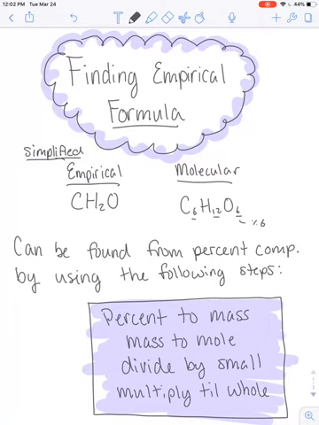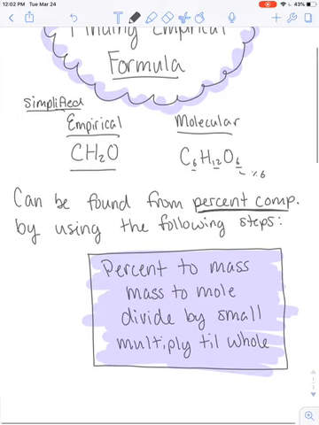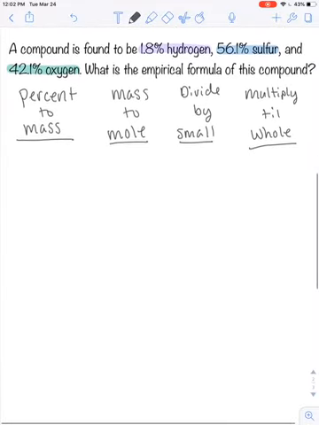And we can figure this out if we're given a percent composition of the compound, and the way that we do that is with these steps. It kind of rhymes, so it's like a little poem that you can memorize, and that'll help you remember the steps. So here's the poem: percent to mass, mass to mole, divide by small, multiply till whole. Those are our 4 steps to get to our empirical formula, and I'm just going to work one out so that you can see how those steps work.